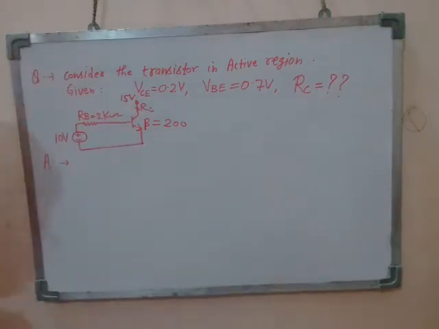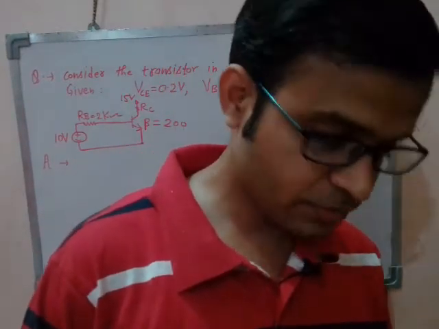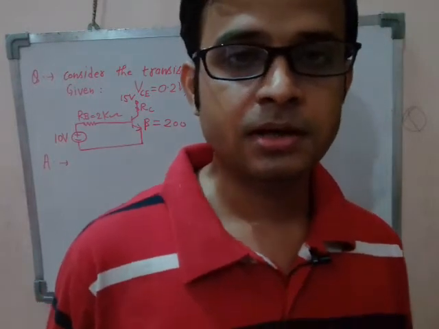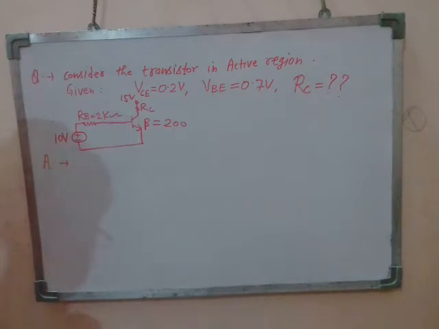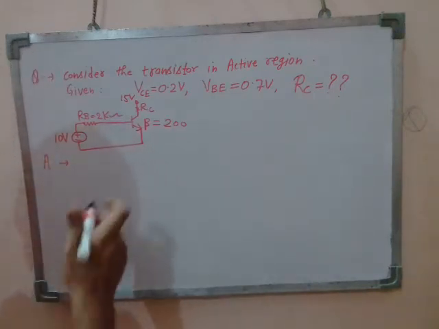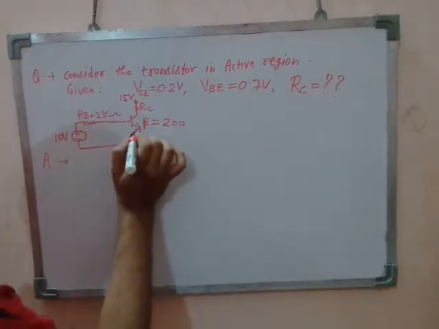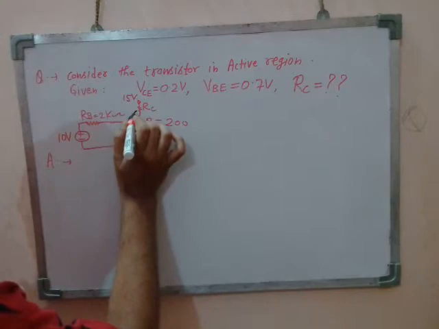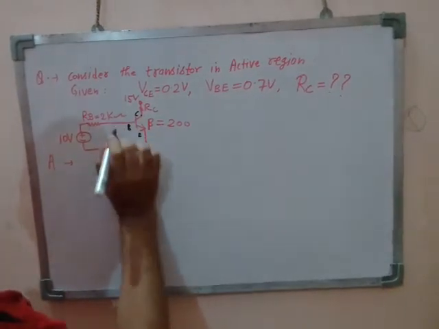First of all, since the transistor is in the active region, you have to apply IC equals beta times IB. That means the collector current is beta times the base current. So first I will use the base emitter loop, which means this loop. You know that this terminal is the emitter, this is the base and this is the collector.